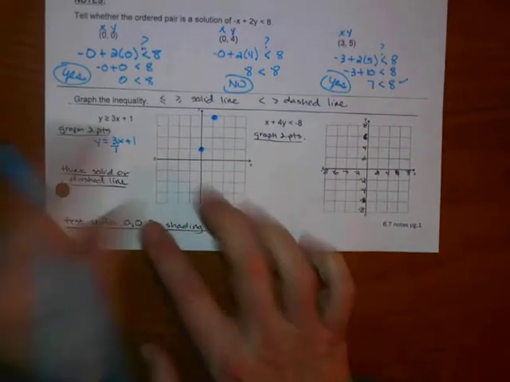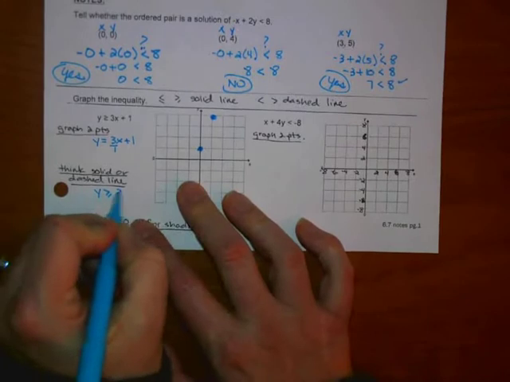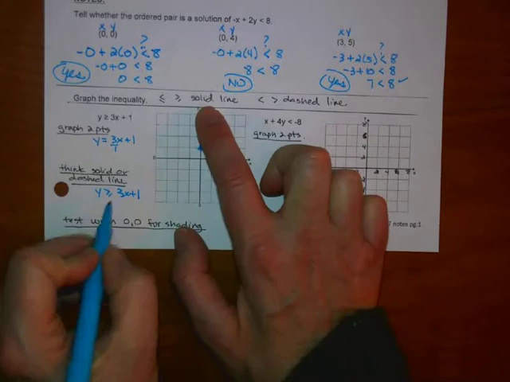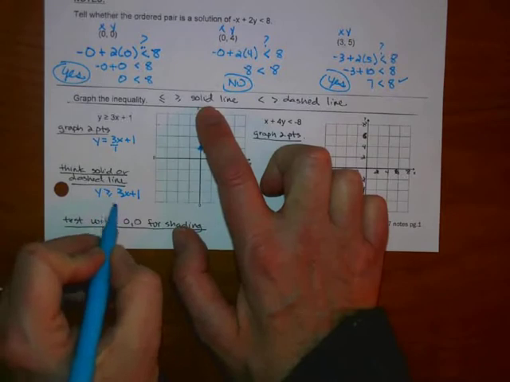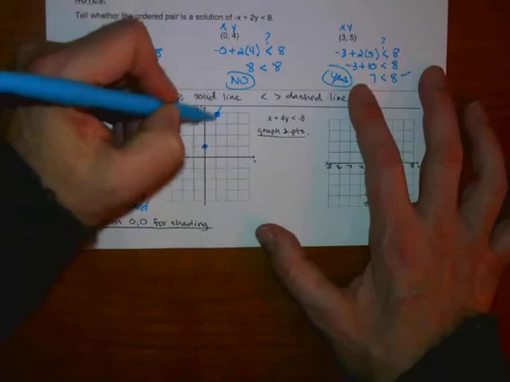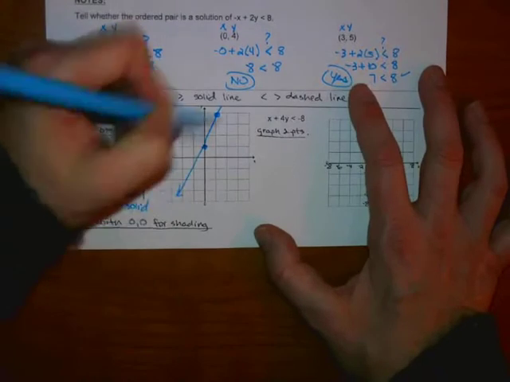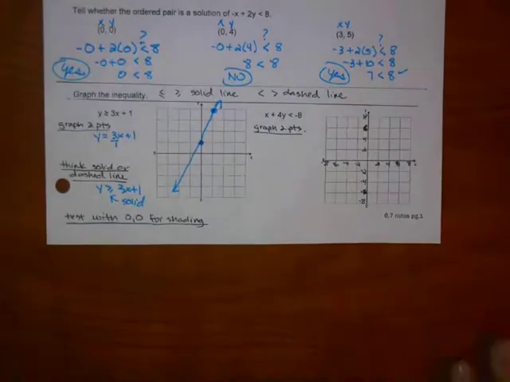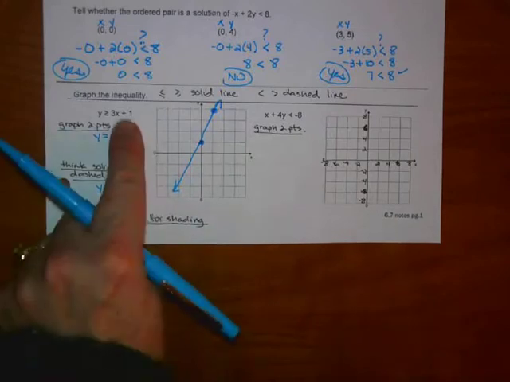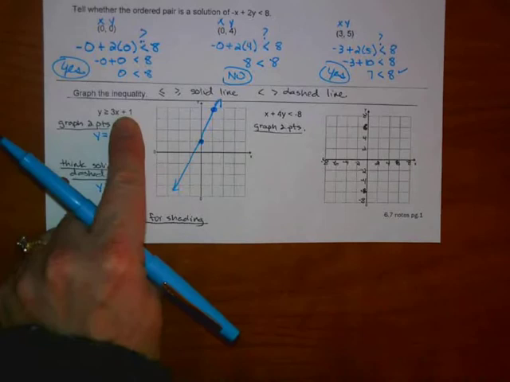Is this going to be solid or dashed? So right here, I told you if it's got the equals underneath, it's a solid line. So I do connect them with a solid line. Okay? So I have the line. Remember, I'm trying to represent all the points on this graph that will make this inequality true.